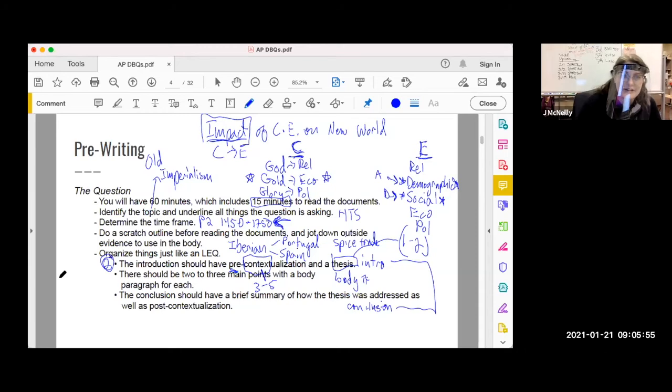Now, in an LEQ, you had 2 SFI points and 2 analysis points, meaning your historical thinking skill and complexity, and then 1 grammar point. That changes with the DBQ. In the body paragraphs, you're going to have 2 document points, 1 HIP point, 1 outside SFI point, and 1 grammar point.